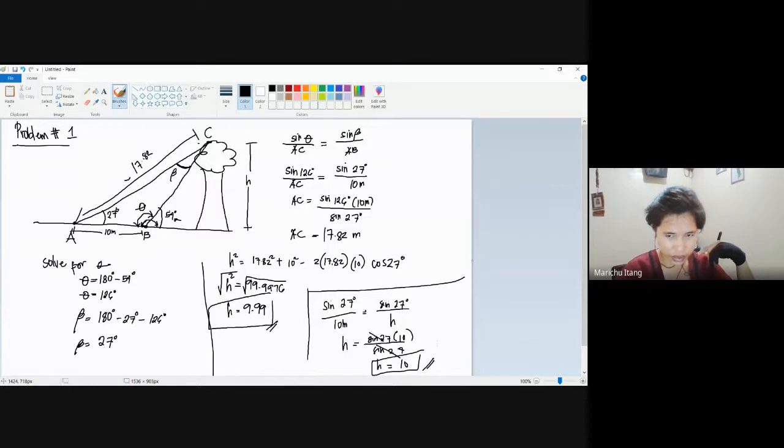Do we have the same answer, Group 1? Yes, ma'am. Okay, this is in meters. Okay, how about Group 2 now? You take the screenshot of this problem. I'll delete it after. How about Group 2? You have now the answer.